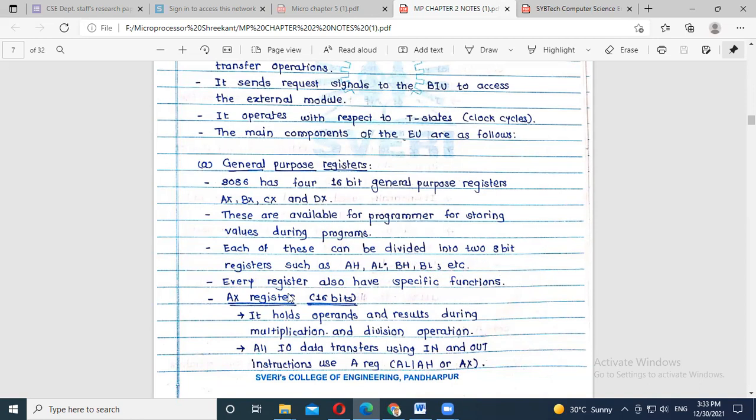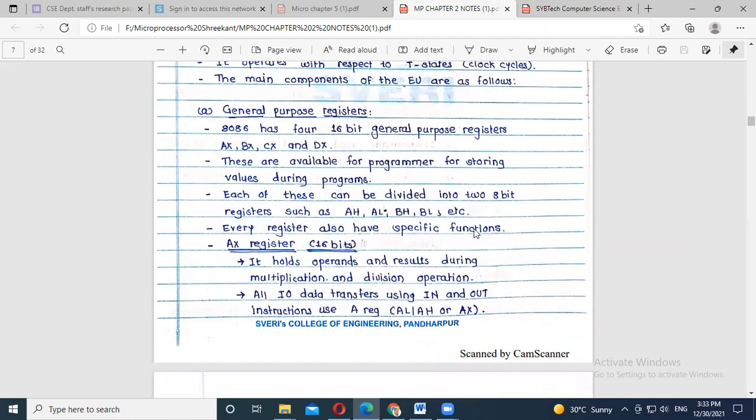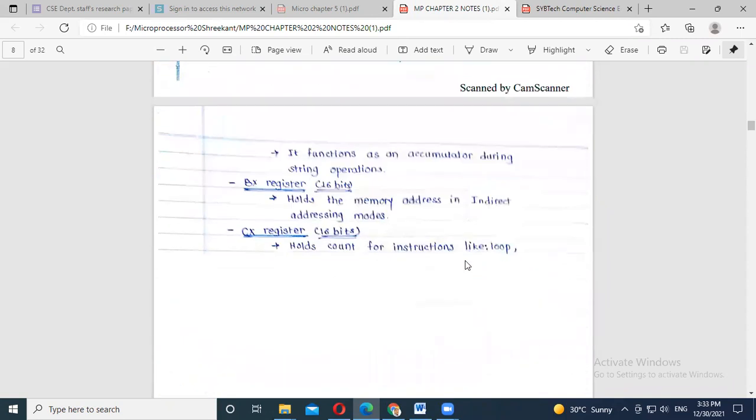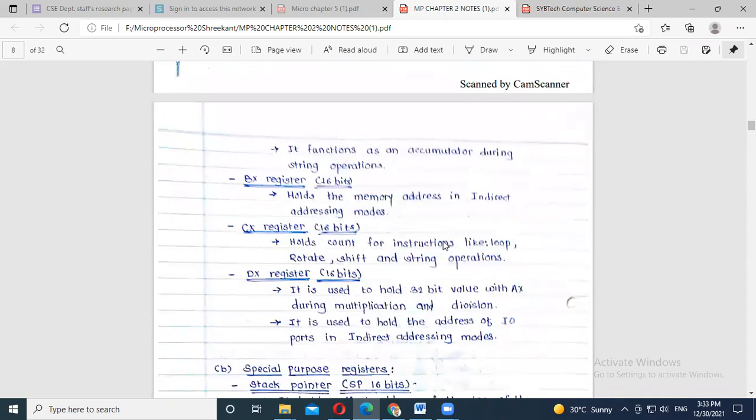Every register also has specific functions. The AX register holds the operands and results during multiplication and division operations. Also, all input and output data transfers using IN and OUT instructions use the AL or AH registers, normally called AX. It is the main accumulator during string operations.